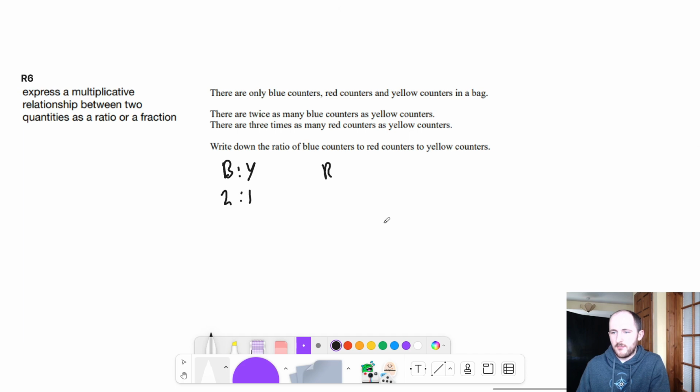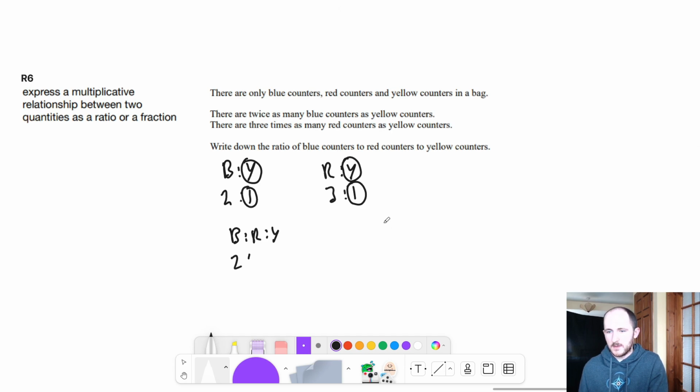There are 3 times as many red as yellow counters, so again that'd be 3 to 1. And then it says write down the ratio of blue to red to yellow counters. So here's what you need to do when you combine ratios. Can you see that I have a letter that's in common? Yellow. I need to make sure that their associated numbers are the same. Oh look, they are the same, which means I can just write this all as one big ratio. So blue to red to yellow is just 2 to 3 to 1. If they were different, like let's say this was 2 instead, I'd have to times this first ratio by 2. And again, do it to both sides.